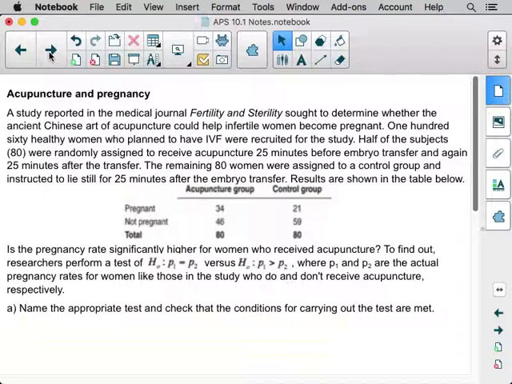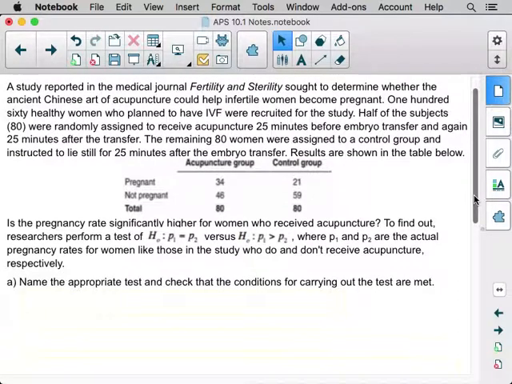Shh. All right. So, a study reported in the medical journal Fertility and Sterility sought to determine whether the ancient Chinese art of acupuncture could help infertile women become pregnant. And 160 healthy women who planned to have IVF were recruited for the study. Half the subjects, so 80 of them, were randomly assigned to receive acupuncture 25 minutes before embryo transfer, and again 25 minutes after the transfer. The remaining 80 women were assigned to a control group and instructed to lie still for 25 minutes after the embryo transfer. Results are shown in the table below.